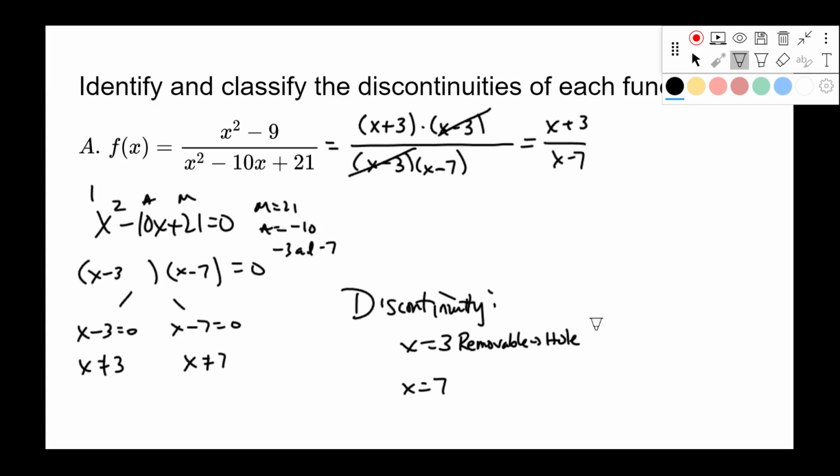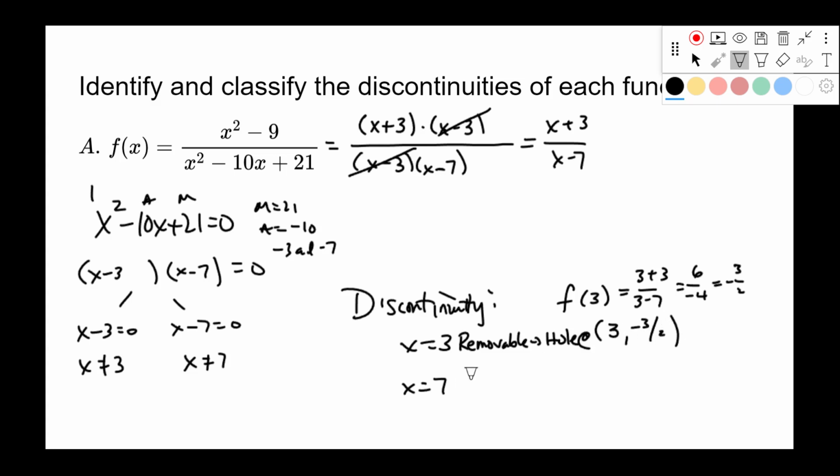Now I can take 3 and plug it into that. If I plug 3 into my final equation, I get 6 over negative 4, which is negative 3 over 2. So there's a hole at the point (3, negative 3 over 2). At that point, I'm literally going to put an open circle on the graph.